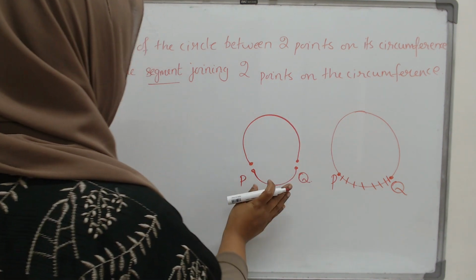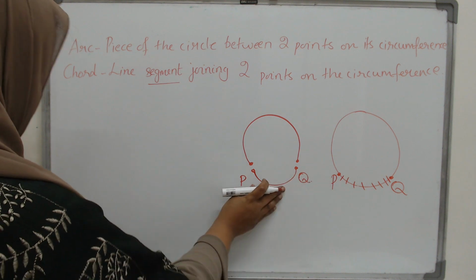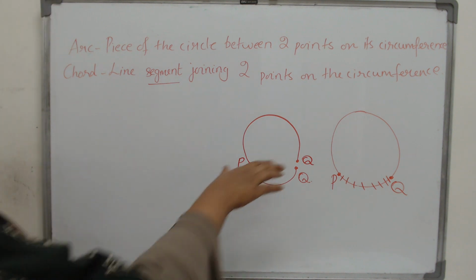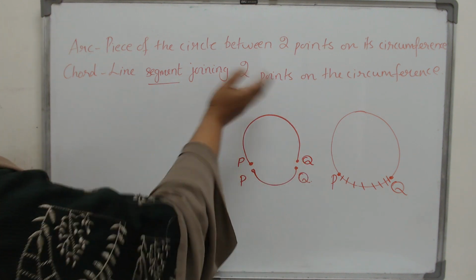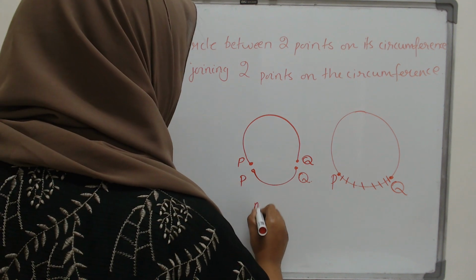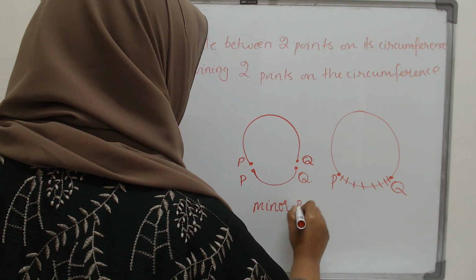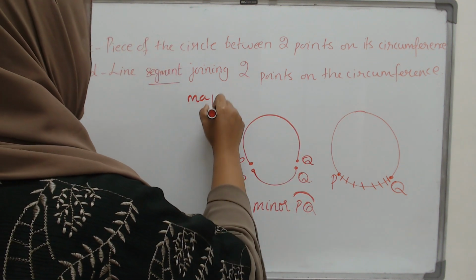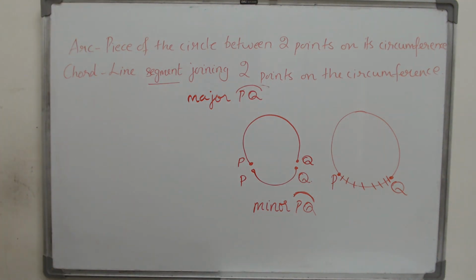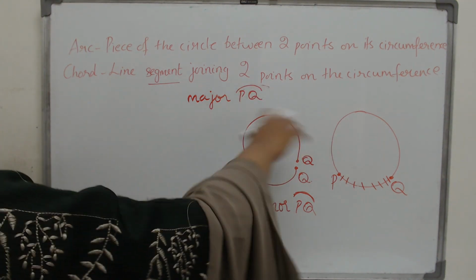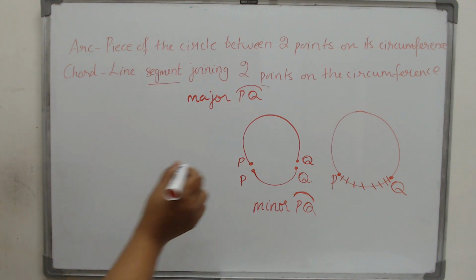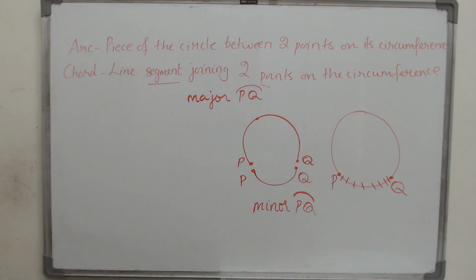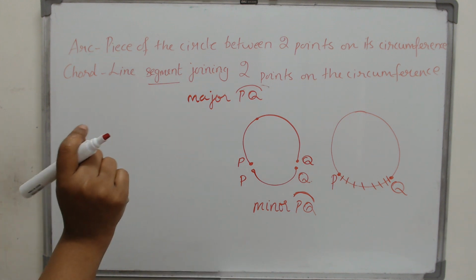Or in other words, if this is a piece of the circumference, if this is an arc, this will also be an arc. But you see the difference? This one looks smaller and this one looks bigger. So this we call the minor arc PQ and denote it like this, and this one we call the major arc PQ. Another way of denoting the major arc is to randomly take any point on the circumference, not inside the circle, on the circumference.